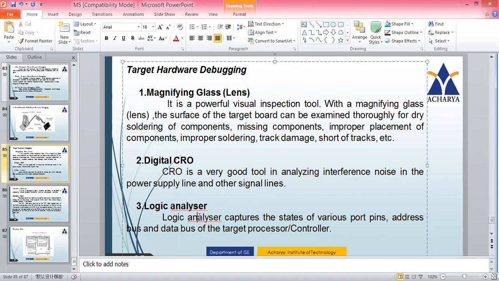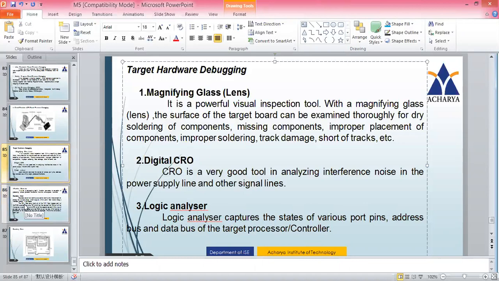The next one is the logic analyzer. The logic analyzer is a debugging tool used to capture the states of various port pins. I discussed the ports, port A, port B, port C. So this is used to find out the states of various port pins, address bus and data bus of the target processor. It is used to find out the status of the address bus and data bus if at all any lines are not working. The logic analyzer is used to find out the states of those buses.